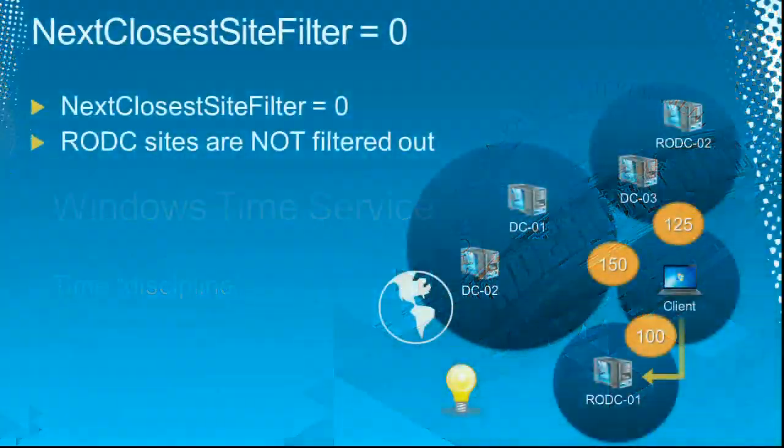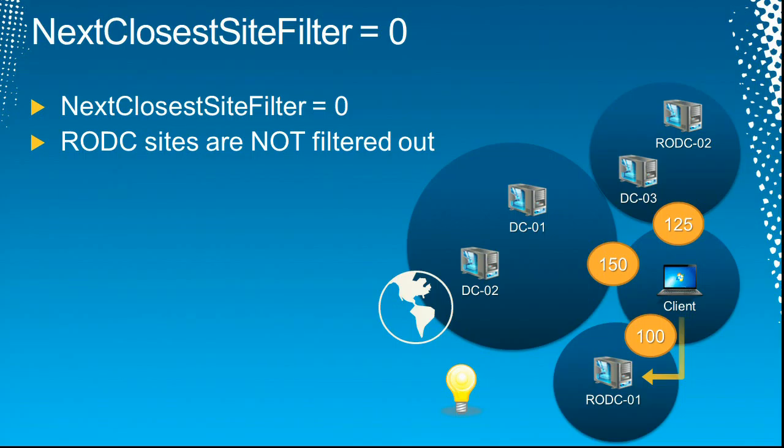So before I jump to the next topic, let me summarize what we have seen so far. We now understand how DC Locator works. We have seen the limitation of the 55 domain controllers that it has. We have seen the auto-site coverage and the implications when you are deploying Win2K3 DCs and RODCs in the same domain. And we have seen how next closest site filter will allow you to consider or to ignore sites with RODCs.